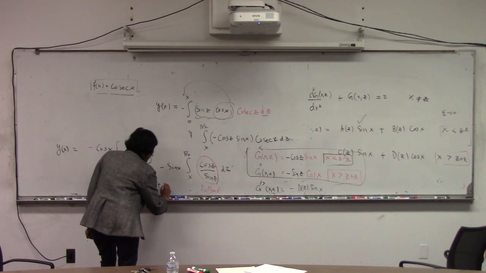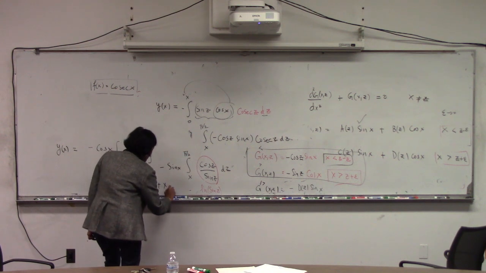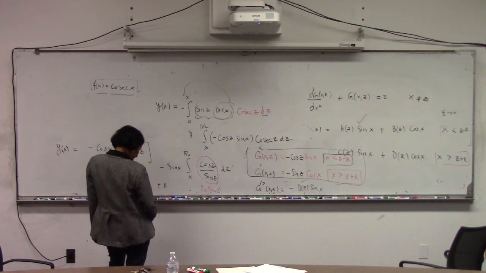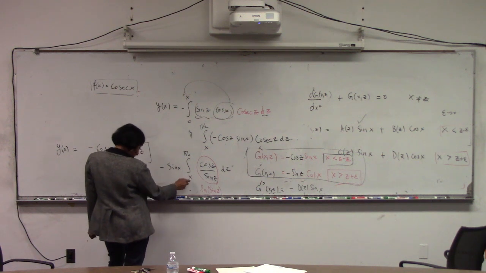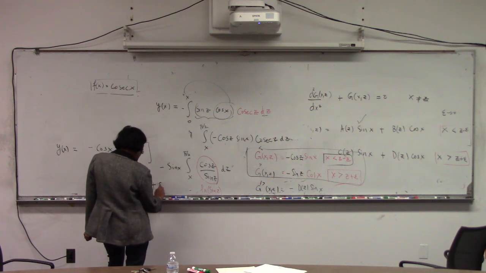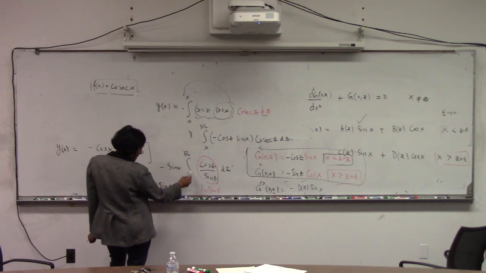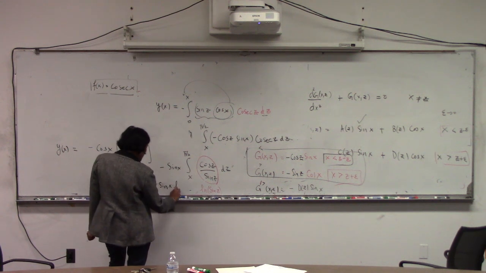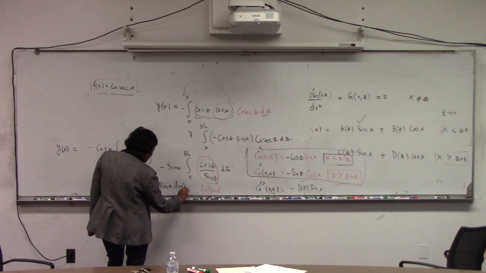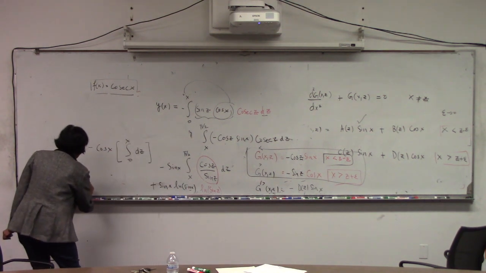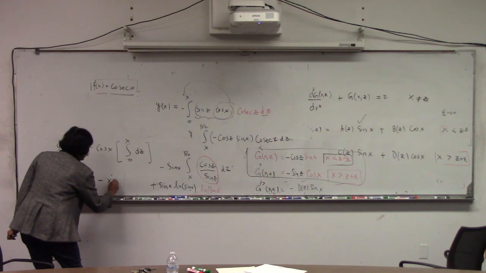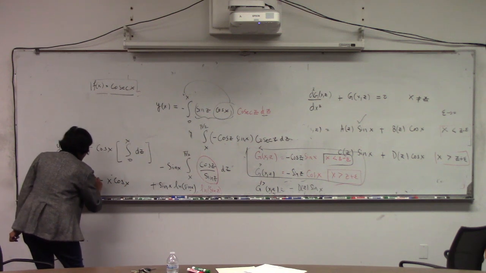Plus x... what happened? Plus sine x. Is that sine x? The negative will go away. So natural log of sine of x. That's correct. And this one is nothing but minus x cosine of x.